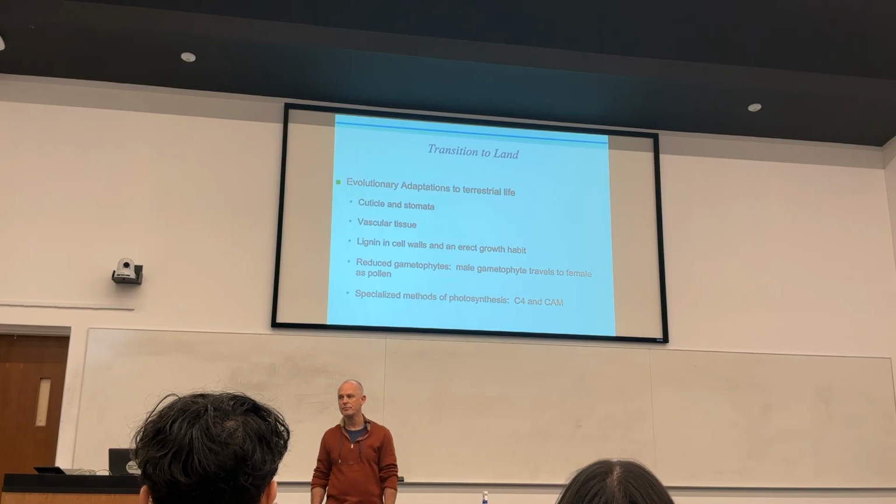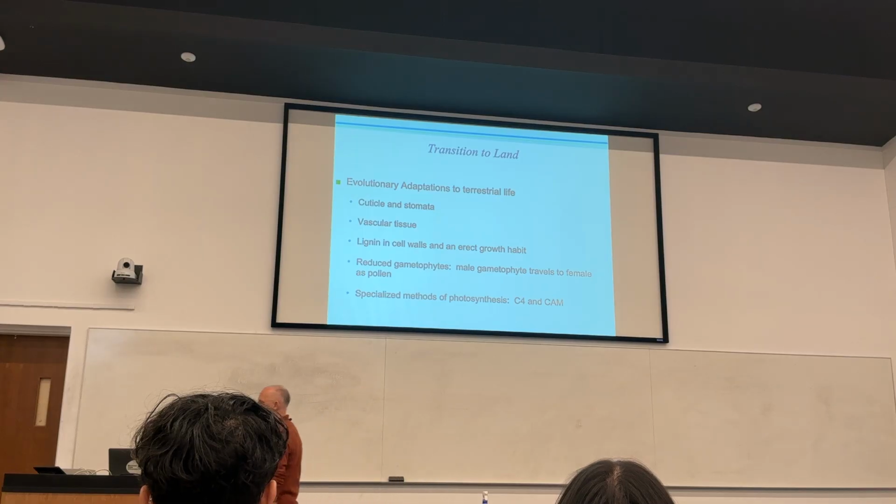Okay? So, these didn't all happen at once. These are innovations. These are evolutionary traits that develop over time that allow plants to move onto land, to really spread out across the surface of the land and totally alter its appearance.